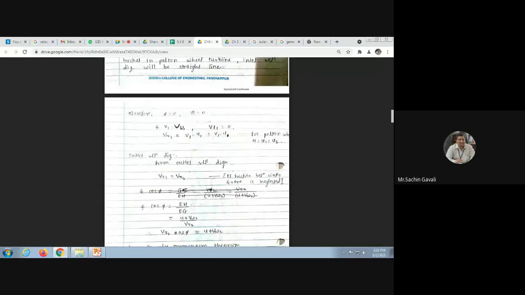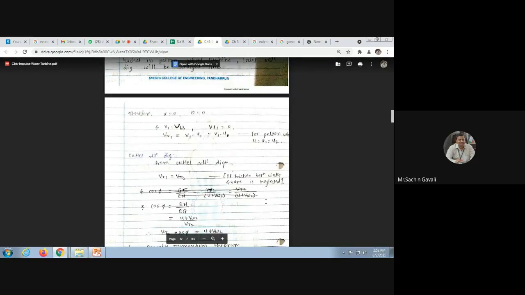Now write down: for the outlet triangle, VR1 is equal to VR2 if friction is neglected. If the friction coefficient is not given, then VR1 is equal to VR2.